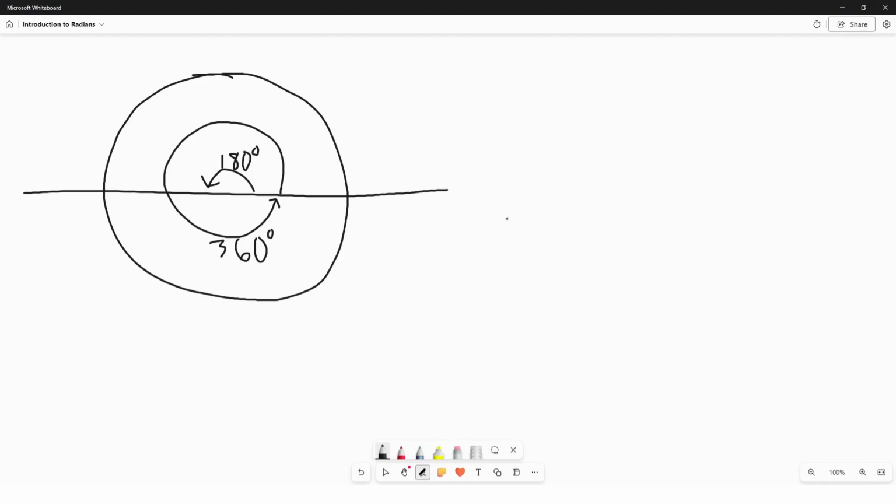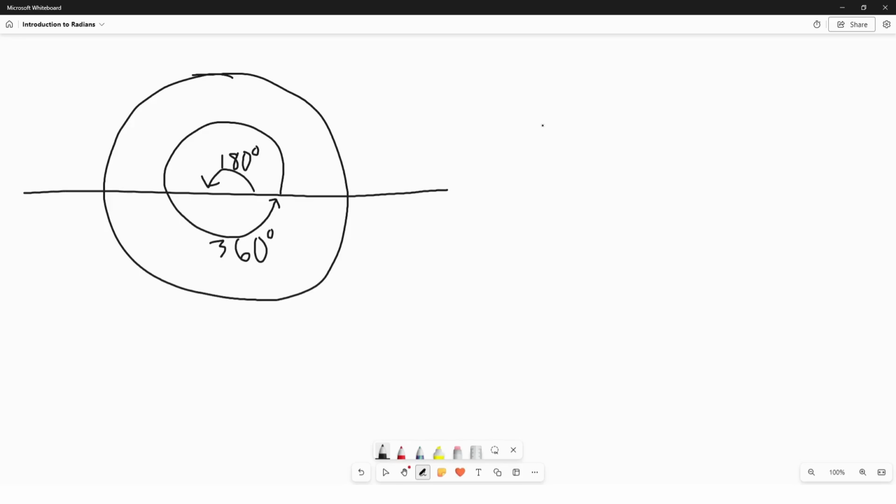So, if you don't know what radians are, they're another way to measure angles. And you should probably be familiar with degrees by now. They are the first way that you were taught to measure angles. And you should know that a circle is 360 degrees, and a straight line or half a circle is 180 degrees, like I've labeled here.